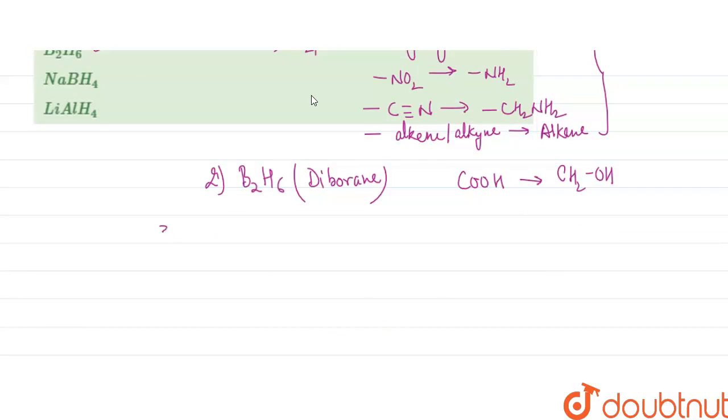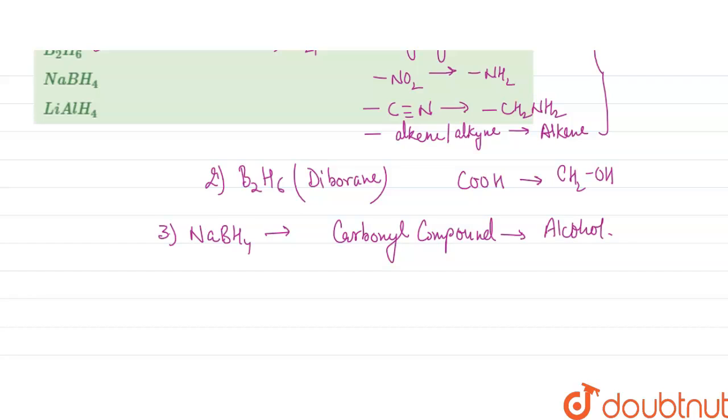NaBH4, when we use it as a reagent. The name is sodium borohydride. By using sodium borohydride as a reagent, it converts carbonyl compounds into alcohols. So this is also not a correct option. This is a wrong option, because we have to convert the carboxylic group into the alcohol, but here it is converting the carbonyl group compound into the alcohol.